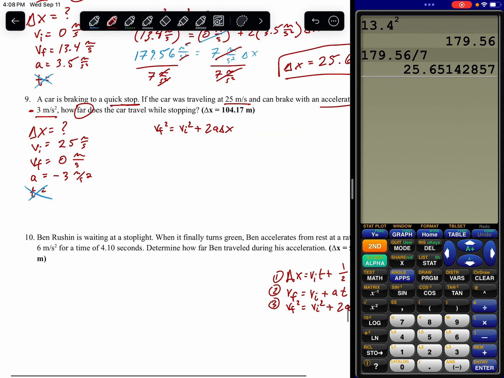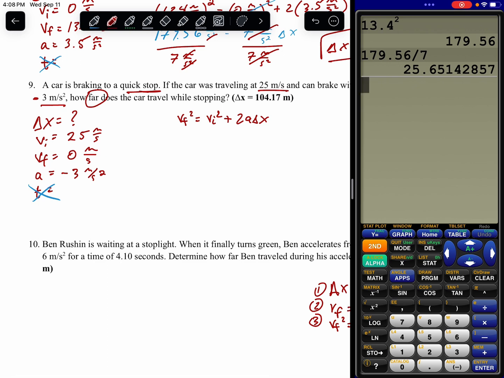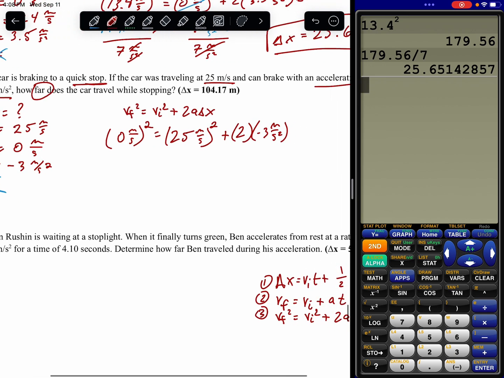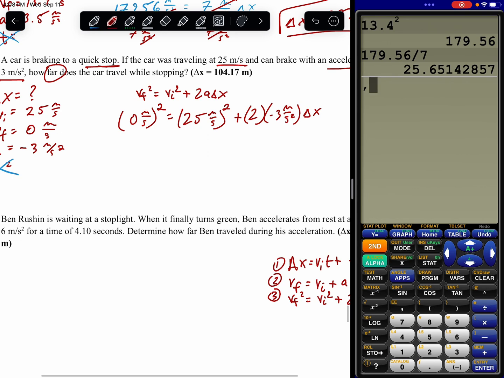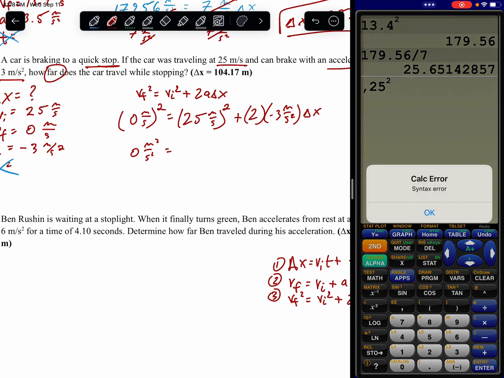Let's go ahead and plug in some values. V final is 0 meters per second. That's all going to be squared. Equals 25 meters per second squared plus 2 times negative 3 meters per second squared times delta x. Let's go ahead and simplify this a little bit. 0 is just going to be 0 meters per second, and both of those are squared. Then 25 squared. Whoops.